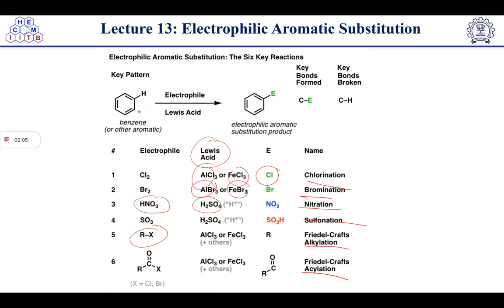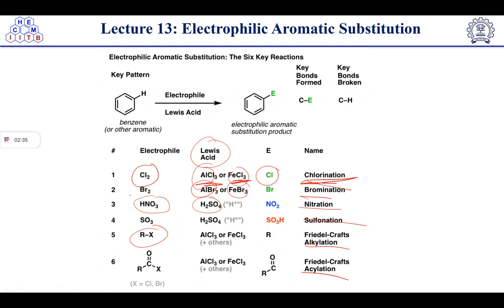Here a benzene ring is given, or any other aromatic ring. So what electrophile is used? 6 types of reactions are there. In the first case, chlorine is used as an electrophile, and AlCl3 or FeCl3 is used as the Lewis acid. So chlorination will happen, and the reaction is known as chlorination.